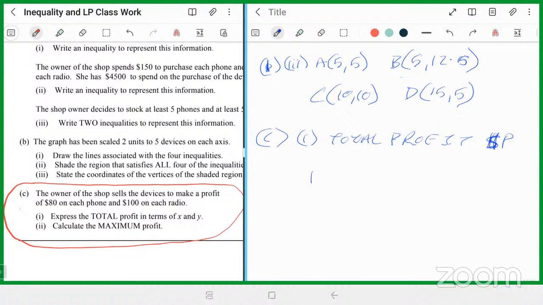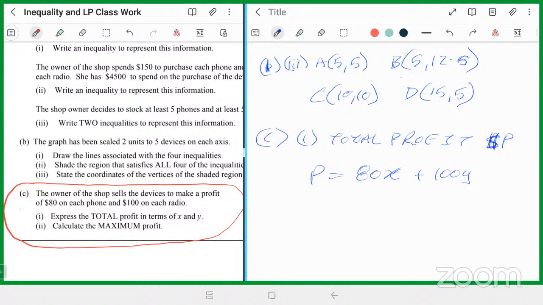Where P is 80 times X. There are X phones at $80 each, so 80 times X is the profit on the phones. Plus the profit on the radios is 100 times Y, because there are Y radios at $100 each. So it's 100 times Y. So this represents a formula of the profit.